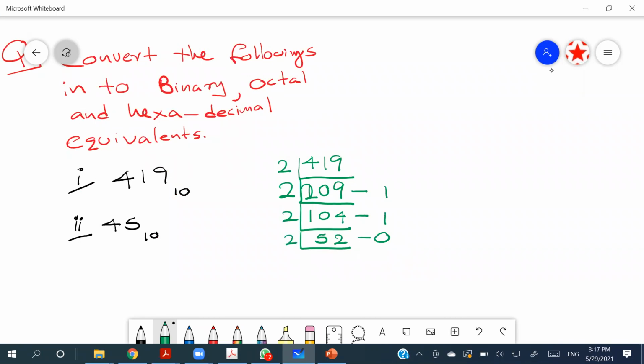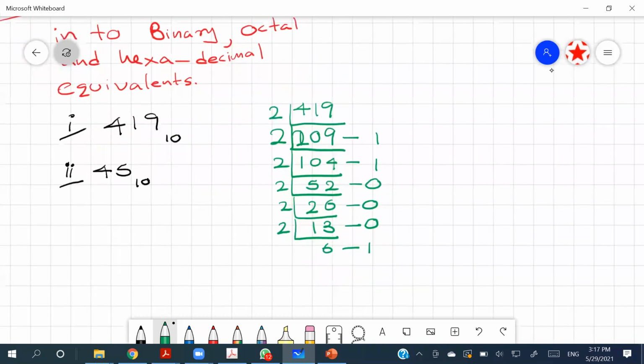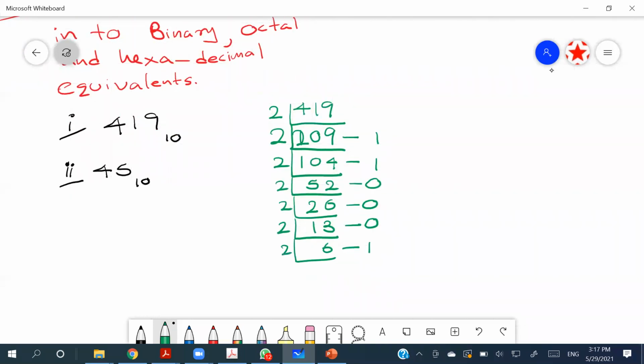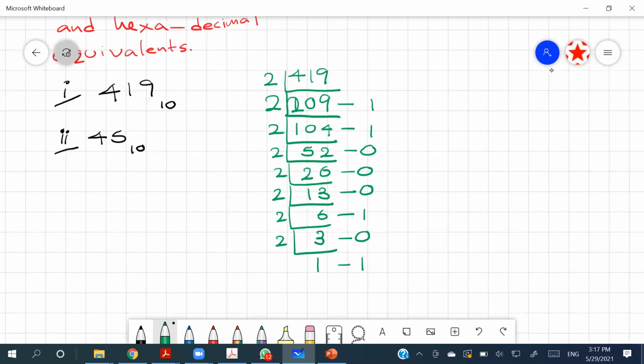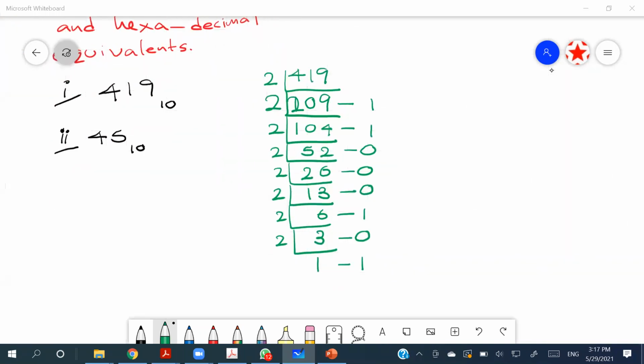Divided by 2, 26, 0 is remaining. Divided by 2, 13, 0 is remaining. Divided by 2, 6, 1 is remaining. Again, we have to divide by 2: 3, 0 is remaining. Again, divided by 2, 1 and 1 is remaining. So now I receive something less than 2.